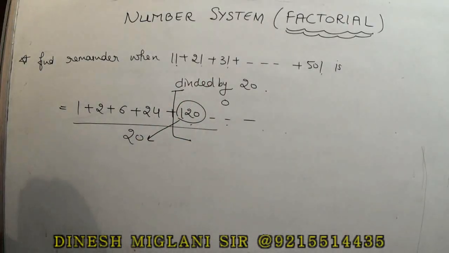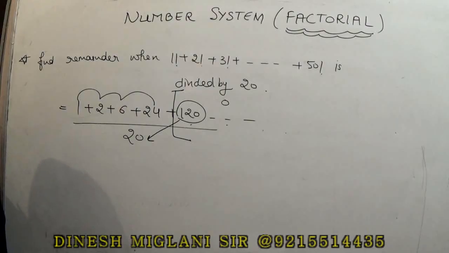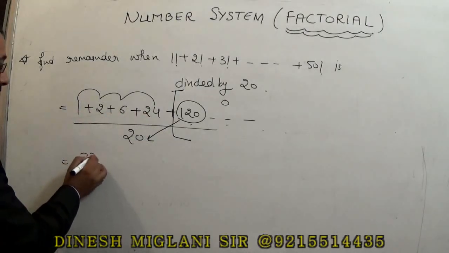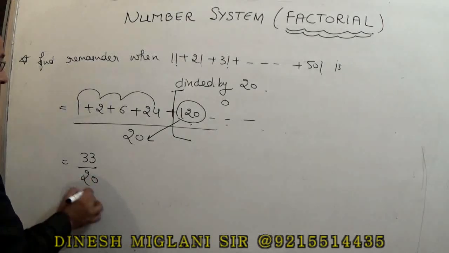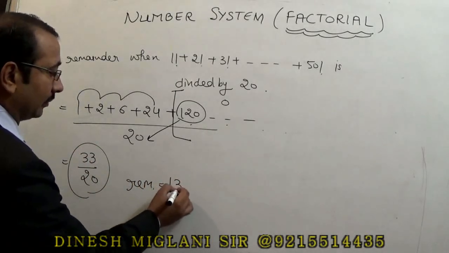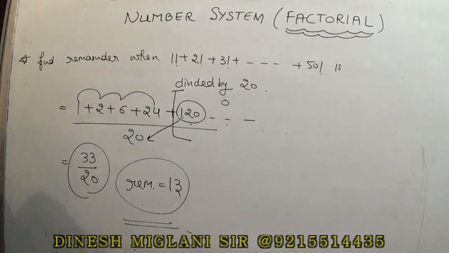So I have to just find out when this addition is divided by 20, what will be the remainder? 1 plus 2 plus 6 plus 24 is 33. When this 33 is divided by 20, the remainder is 13. That becomes my answer. I hope the concept is clear. If you have any question based on this type, just apply this process and you are in a position to get your answer.